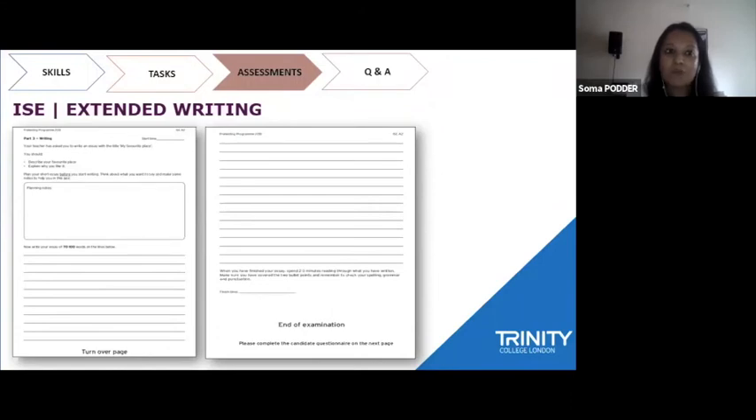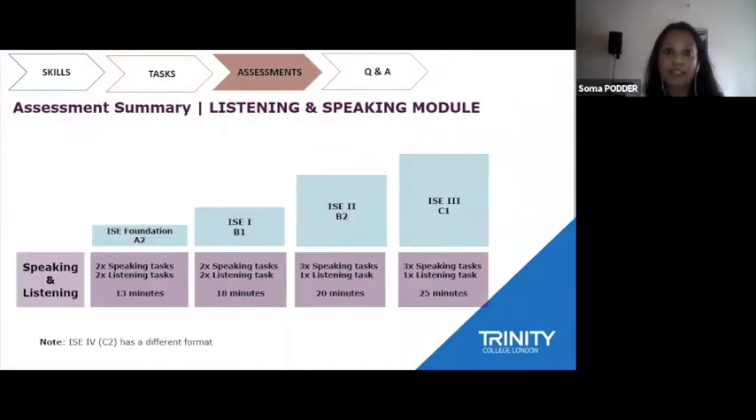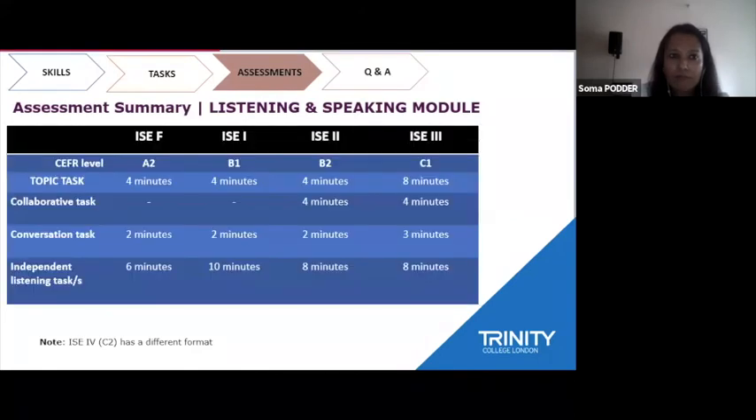Now, coming to the next module, the listening and speaking module, here again, the 2 skills are tested together as well as separately or individually. And there are several tasks. So these tasks grow progressively longer as you go higher up the levels, and they go more and more abstract. There are many different tasks. So this is what you would have in your listening and speaking module.